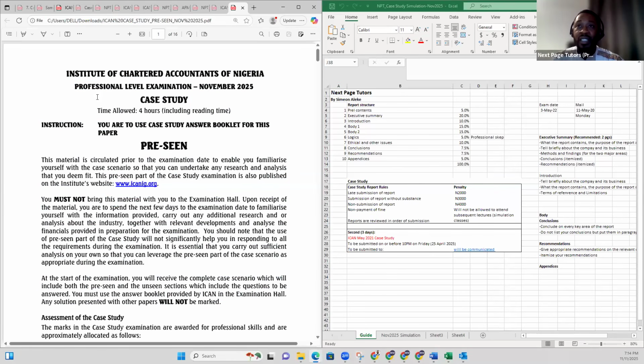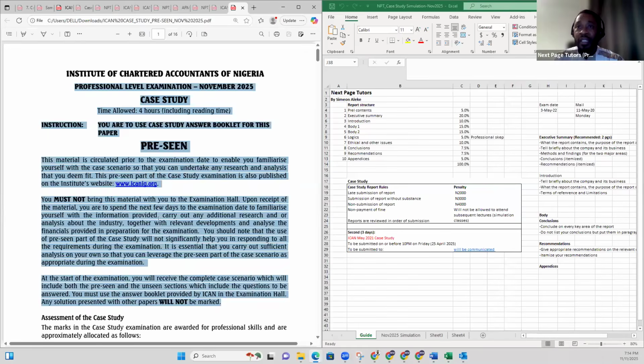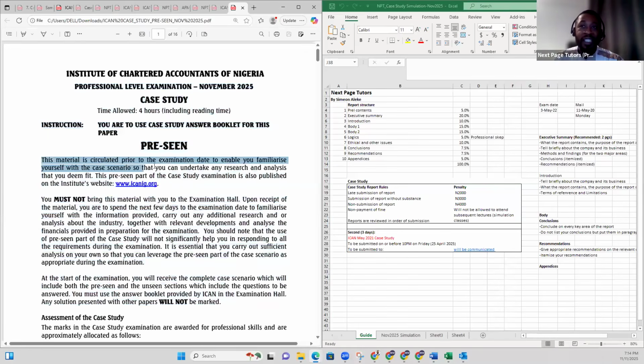The Preseen bit. It's clear. Great. So it says this material is circulated prior to exam date to enable you familiarize yourself with the case study and to undertake any research or analysis that you deem fit. Right? This Preseen case study is also published on the website.